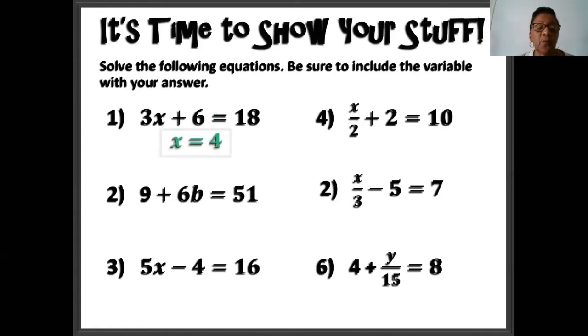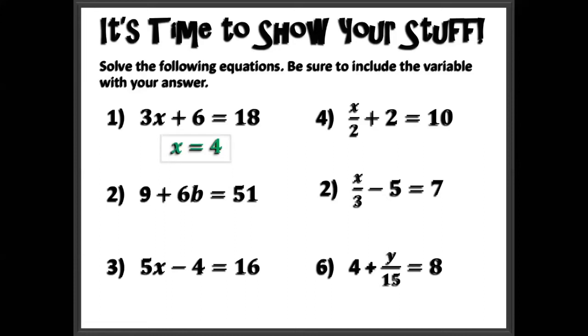Let's do number 1. The equation is 3x plus 6 is equal to 18. Now, I'm not going through the steps. I'm only giving answers now because you should be able to follow the steps. And so we're checking answers. 3x plus 6 is equal to 18. x is equal to 4. If you have that, you can give yourself a pat on the back.